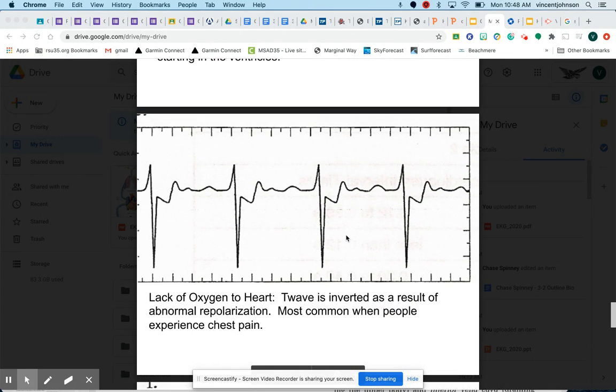Next one is a lack of oxygen to the heart. The T wave is actually upside down. And this is just showing that we basically have a precursor to a heart attack. Okay, so the inversion of a T wave is characteristic of that. So right here, we can see the inversion of that T wave.